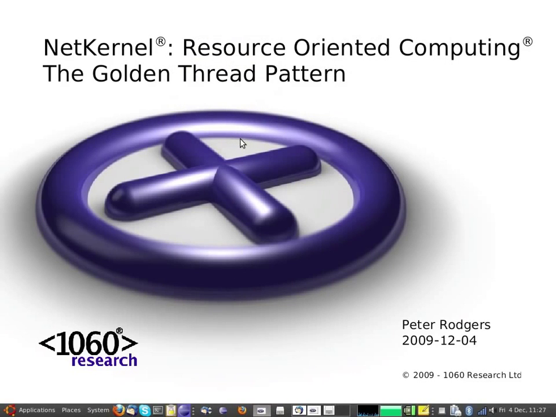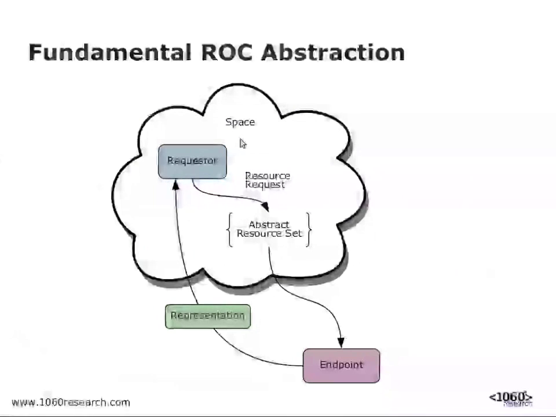In this video, we're going to talk about the golden thread pattern. First of all, we'll just briefly cover the resource-oriented computing abstraction, and then we'll use this diagram language to explain how the golden thread pattern works. We'll then go on and show a practical example of the golden thread pattern in action.